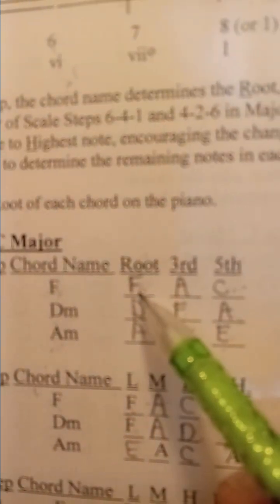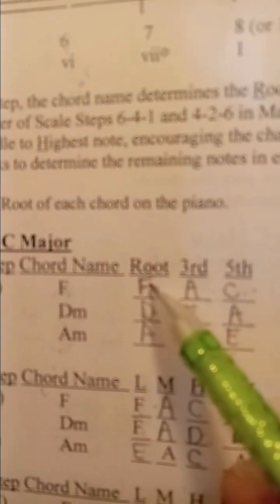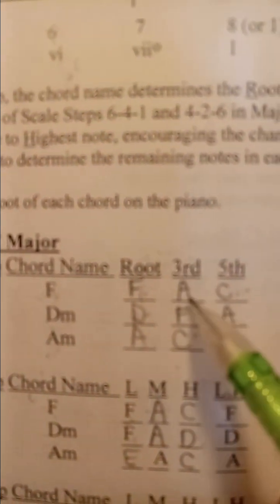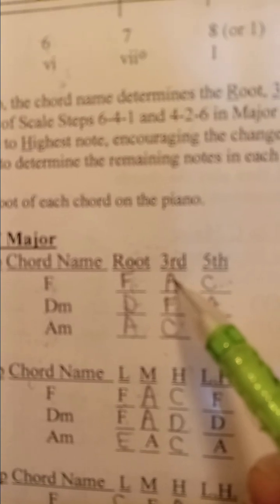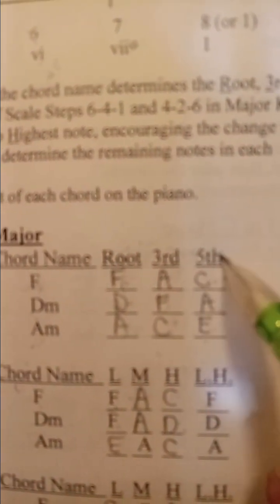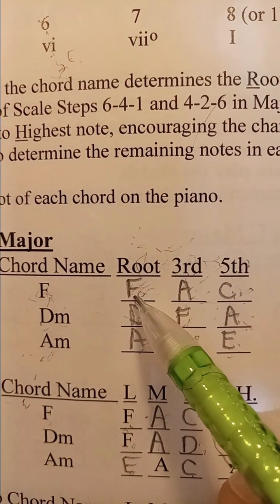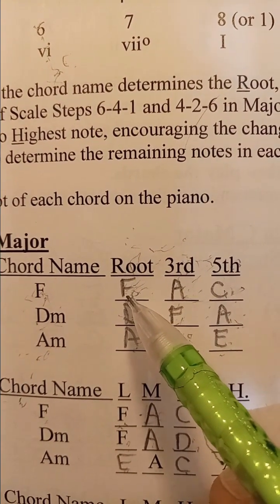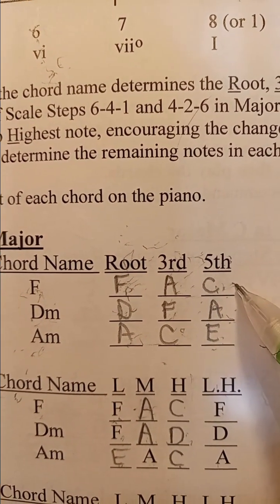Going back to the F chord, with F as its root, G would be the second, and A would be the third. With A as the third, B would be the fourth, and C would be the fifth. So the F major chord will be described as F, A, and C.